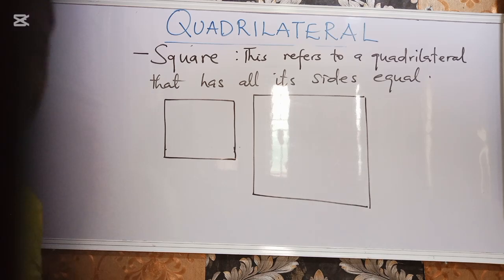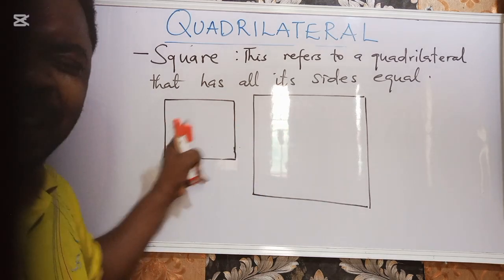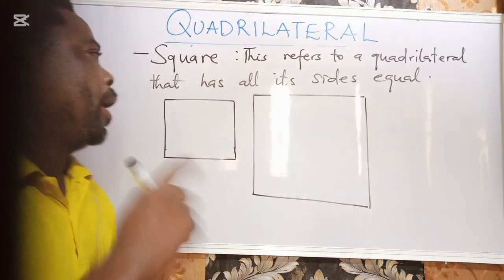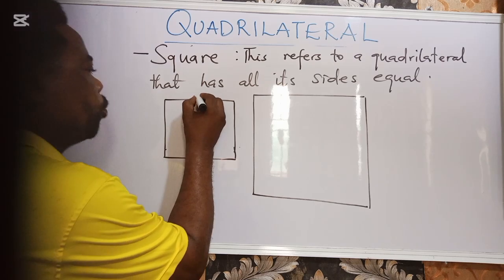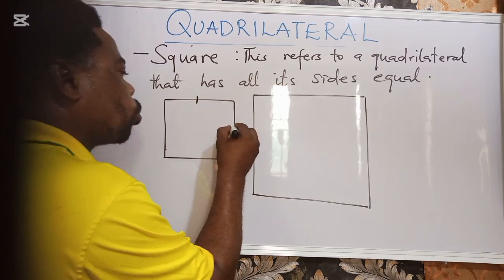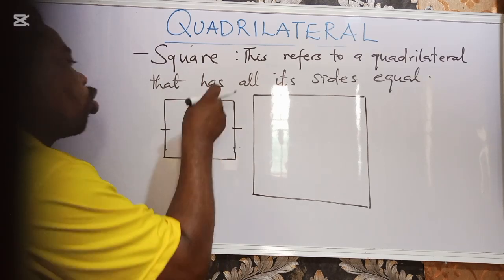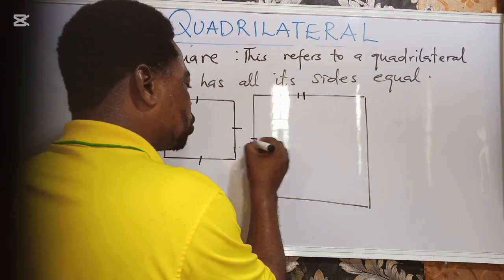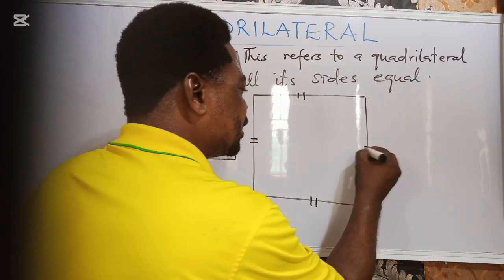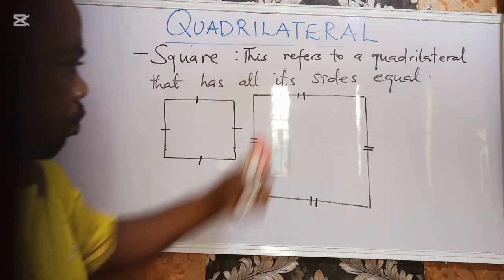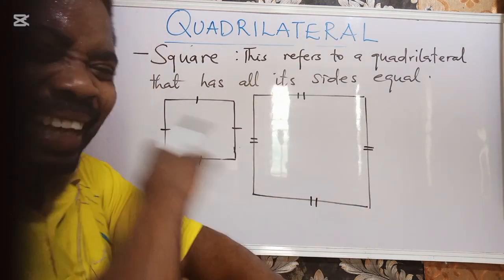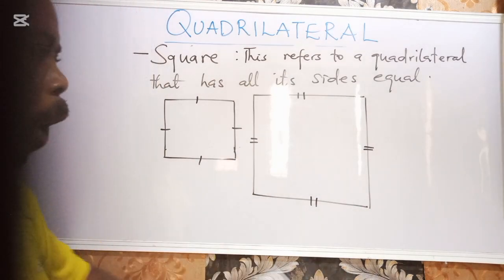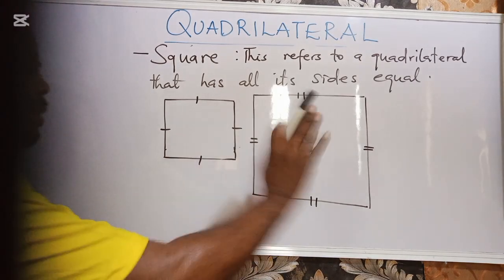How will you now show the person that you are communicating with that this is a square? Now, the mark you put here, I put 1 here, then I must put 1 in all of them, showing that all of them are equal sides. If I put 2 here, I must put 2 in all of them to show that all of them are having 2. That means they are all equal. So this is a square.